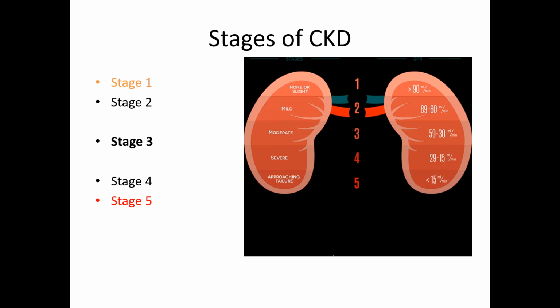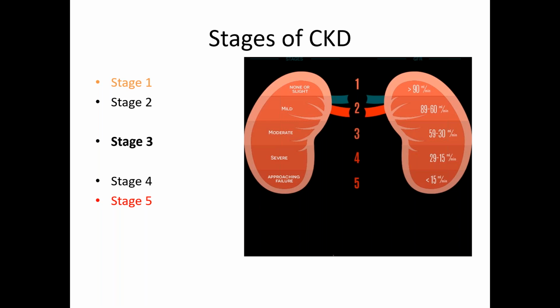And in stage 1, it is not normal, but it is more than 90 ml per minute. Stage 2, it is more than 60 but less than 89 ml per minute. Stage 3, it is less than 60 ml per minute but more than 30 ml per minute. Stage 4, it is less than 30 ml per minute but more than 15 ml per minute. And stage 5, where the GFR, if you're measuring GFR, is less than 15 ml per minute.